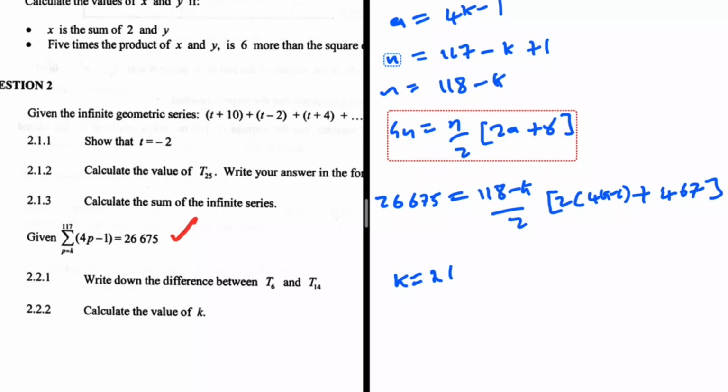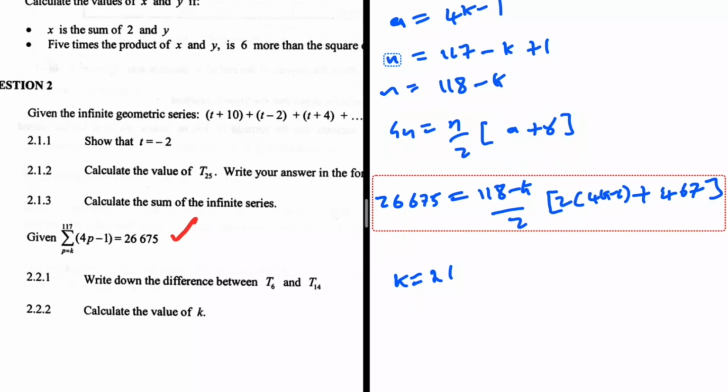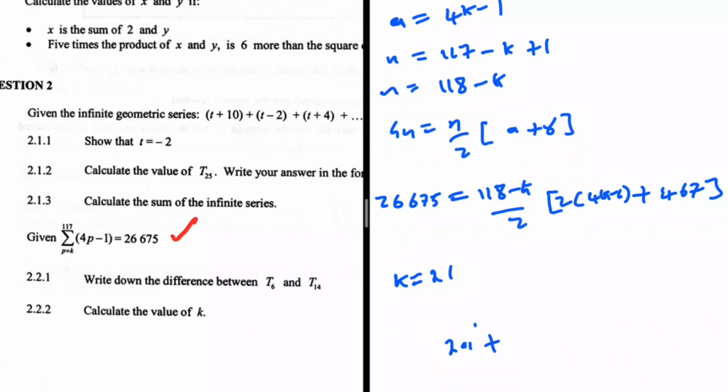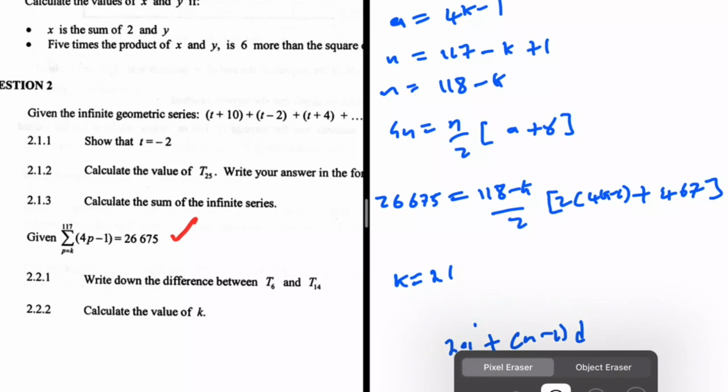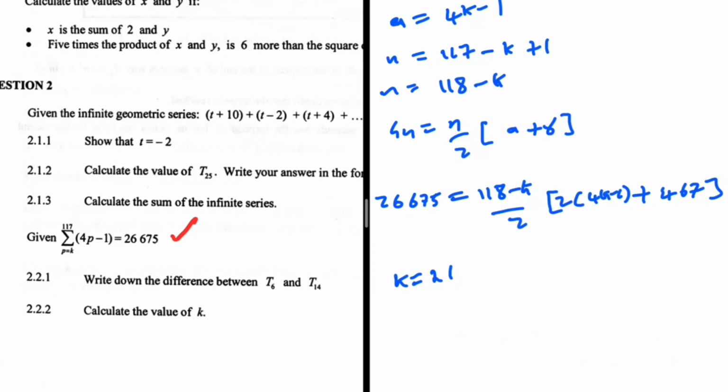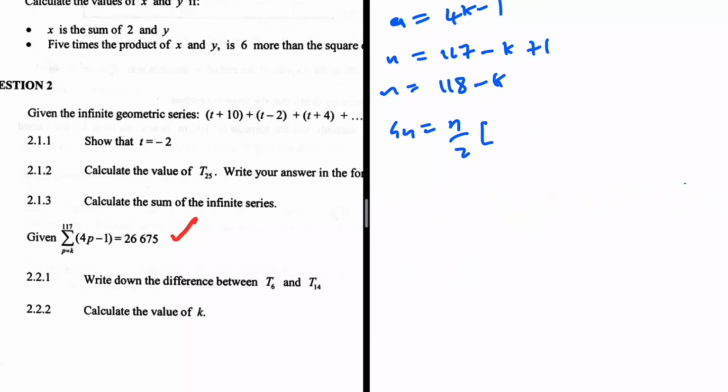I think I'm making a mistake with the formula here. Is it supposed to be 2a plus L? Or is it supposed to be a plus L? I think it's actually supposed to be a plus L when we use L. Right, because let's think about it. We have 2a plus n minus 1 multiplied by d. I'm mixing concepts here. So let me just use 2a, right? 2a plus n minus 1 multiplied by d, because I don't have the formula sheet.